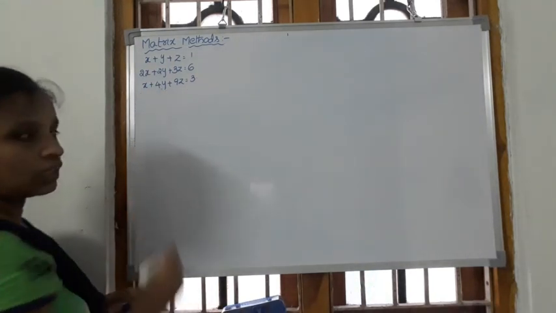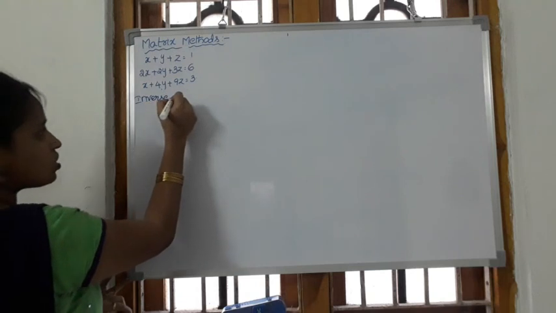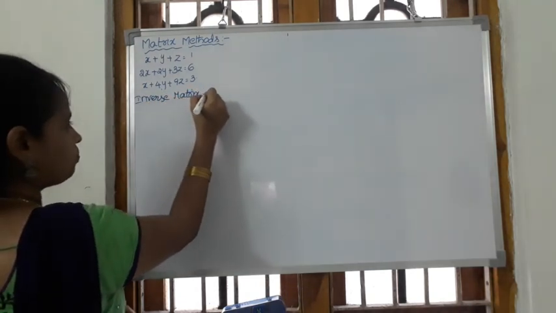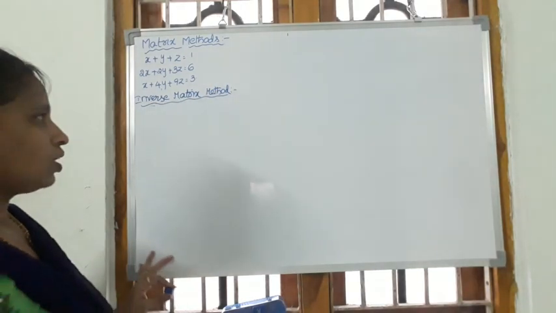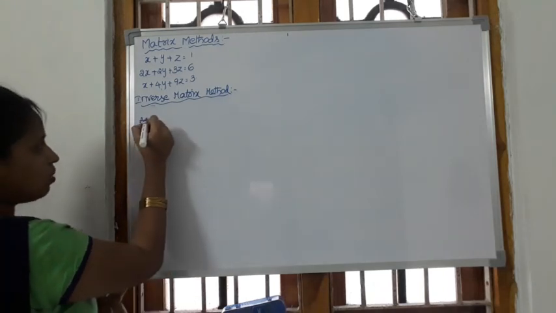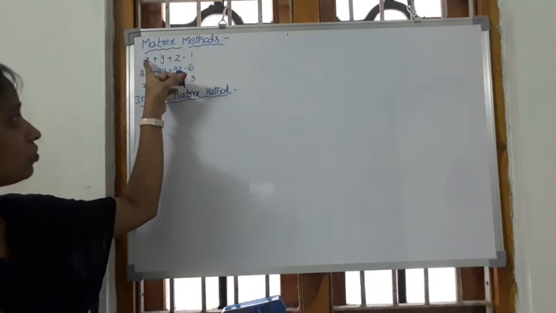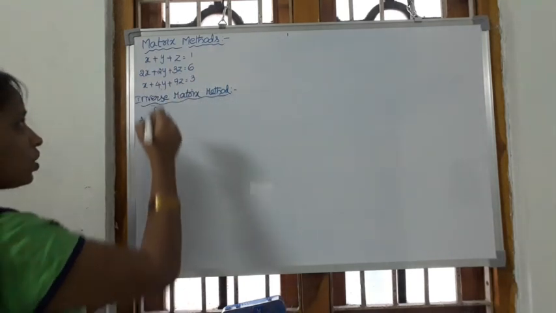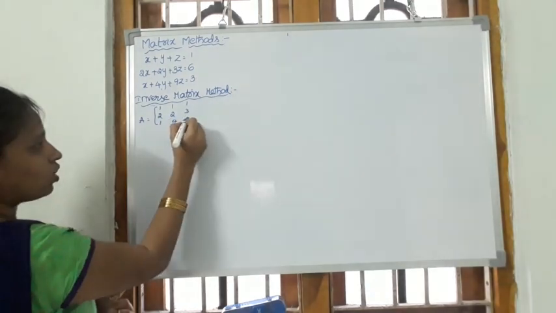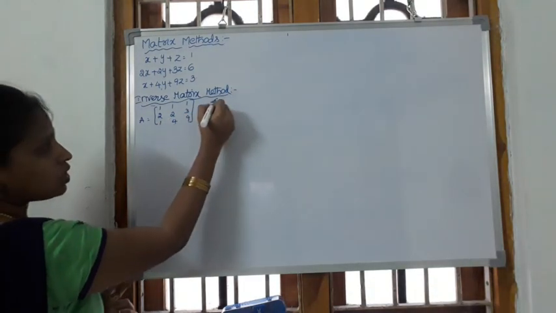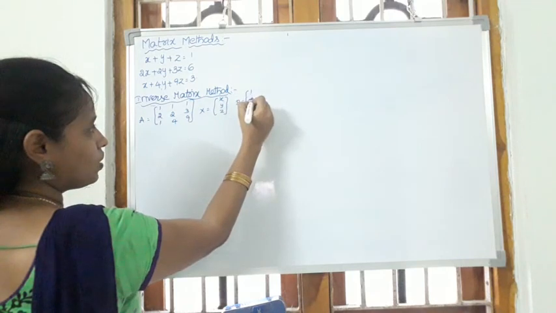These are the same three linear equations. This method is the inverse matrix method. In this method, the matrix A is made of the coefficients of the first variable, second variable and third variable of the three linear equations. The coefficients are 1, 1, 1, 2, 2, 3, 1, 4, 9. The matrix X is equal to x, y, z, and the matrix B is equal to 1, 6, 3.